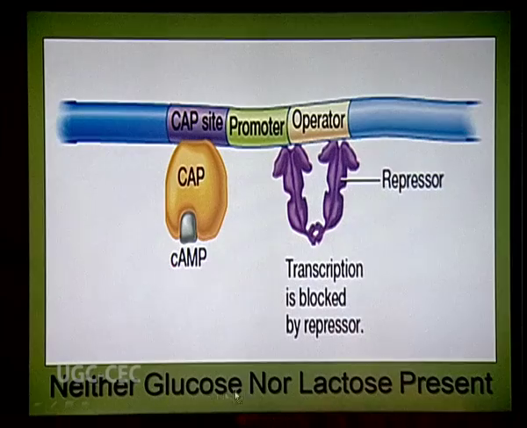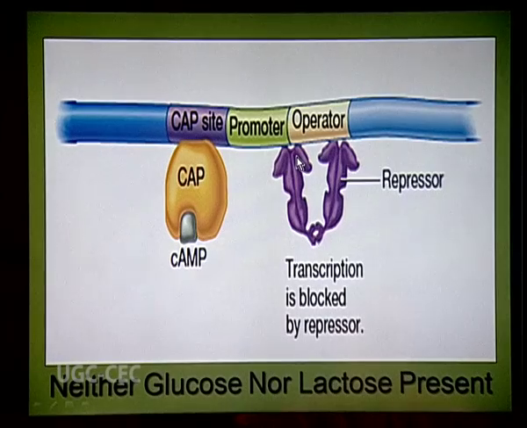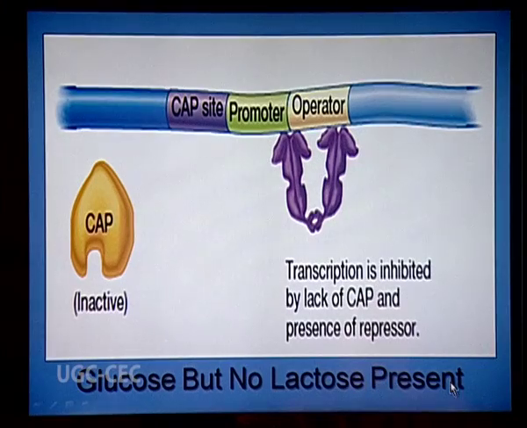Next, think of the situation when there is neither glucose nor lactose. Then we will see that if glucose is not present, then cyclic AMP CRP, though it is binding onto the CAP site, the operator site is being occupied by the repressor molecule. So no question of transcription. Operons remain switched off.